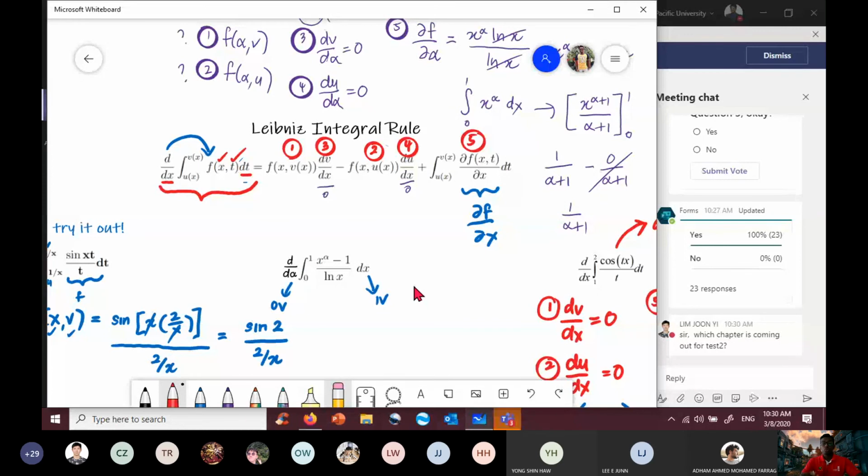Which chapter is coming for class test 2? Only chapter 2, vector calculus. Do you remember vector calculus? There's curl, divergence. We have gradient vector, directional derivative, Green's theorem, all those things. And those are the ones coming. Multiple integral won't be coming anymore for your class test.